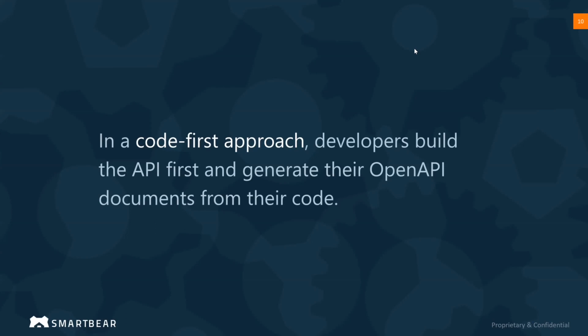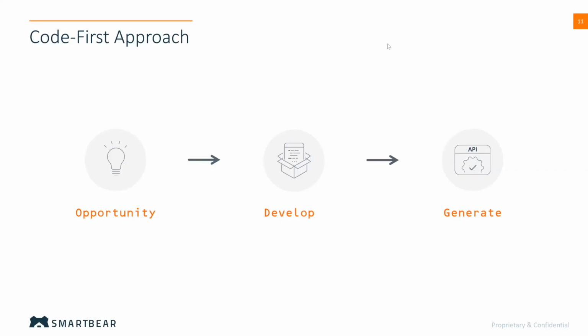Code first, then developers build the API first, and they'll generate their open API documents from their code. So this is the example we talked about a second ago. So, the requirement comes in, and straight from the off, the first activity that happens is development, right? You're actually writing the API, you're implementing endpoints, you're building resources, that kind of thing.